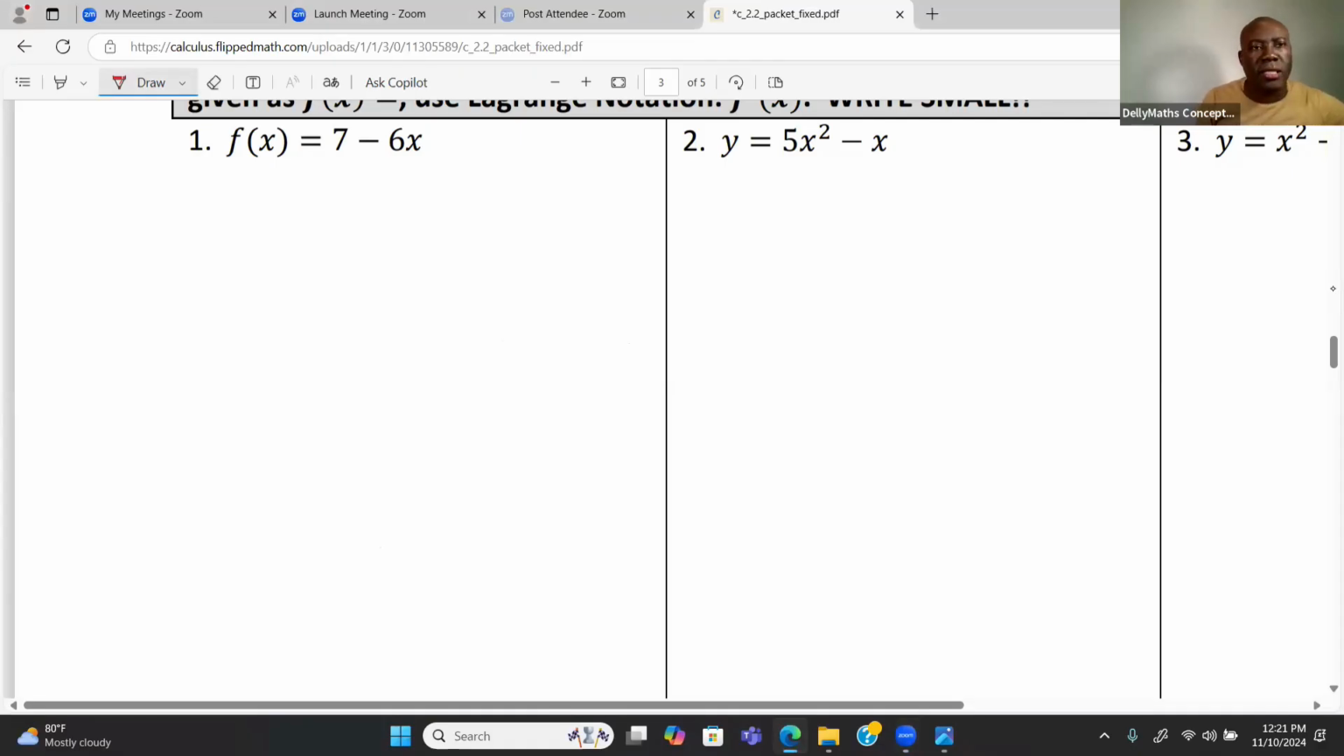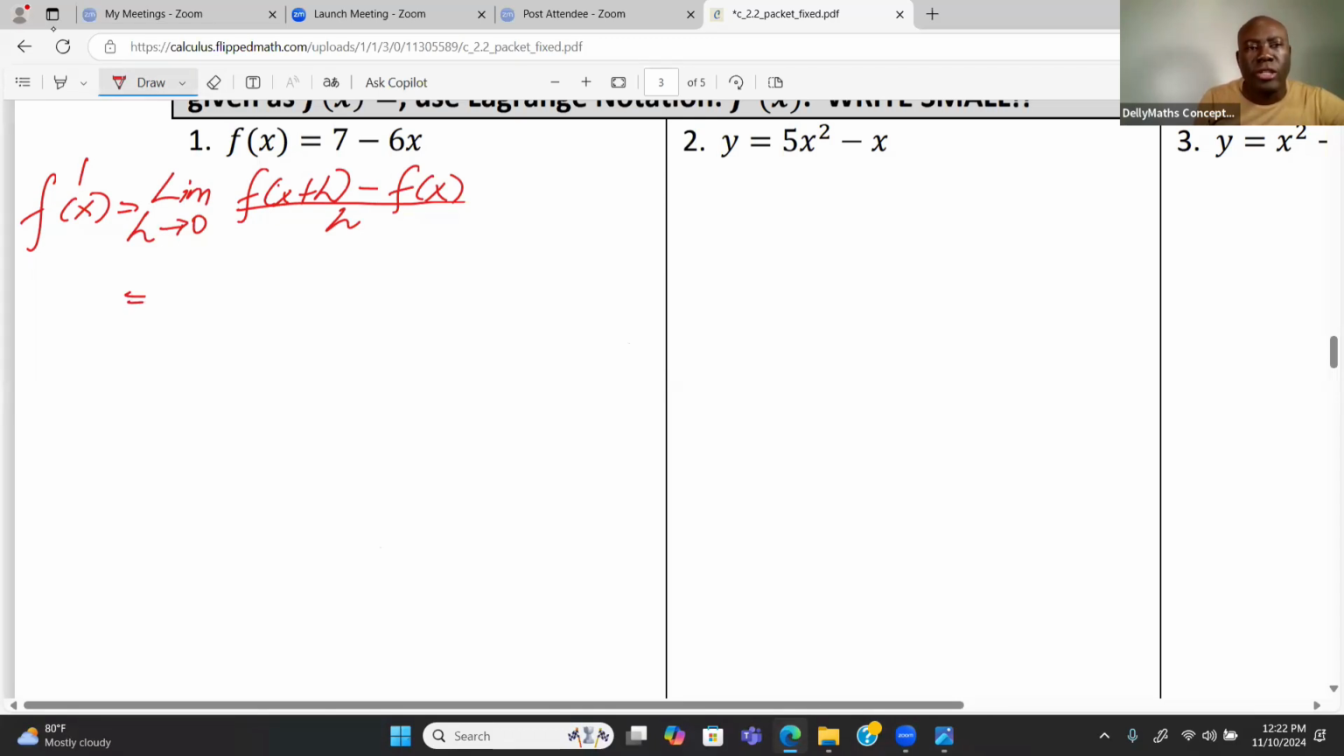We're looking at taking the derivatives of functions by using the definition of limits. So we're going to be doing the first principle here. For example, it says the derivative of f of x is equal to the limit of f of x plus h minus f of x over h, but as h tends to 0.